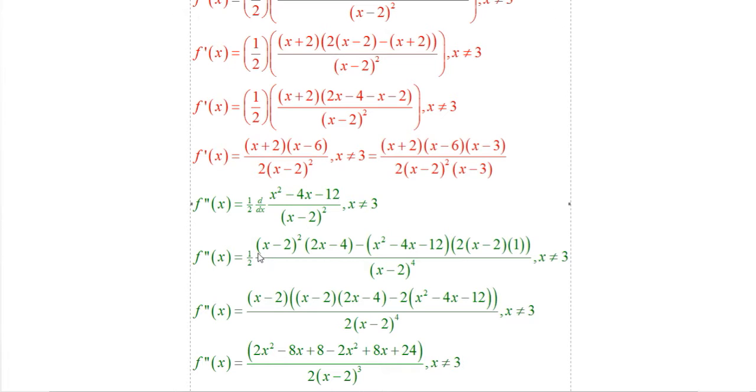Now we're going to use the quotient rule, so we still have the 1/2 out front from the constant multiple rule. So it's the bottom times the derivative of the top. The derivative of the top is 2x minus 4 plus 0. Minus the top times the derivative of the bottom, which is u squared, so it's 2u du. So it's 2 times (x - 2) times the derivative of x minus 2, which is 1.